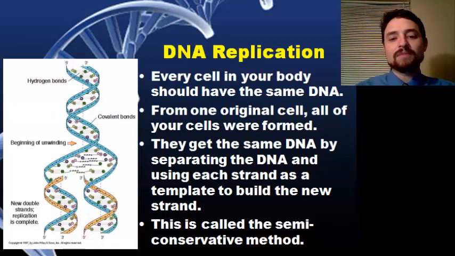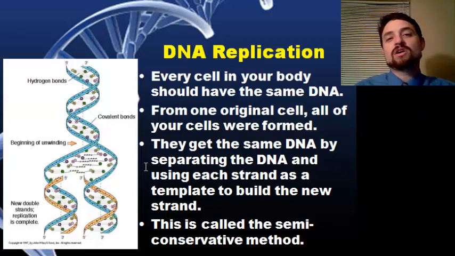It gets the same DNA by separating the DNA. You can see that here in the picture. Separating the DNA and using each strand from the original as a template to build the new strand. So each strand from the original one is a template for the new strand, and then they just simply bind using base pairing rules. If there's an A on the original strand, then the new strand has to have a T. If there's a C on the original strand, the new strand has to have a G. They have to match up the same way that they did in the original strand.